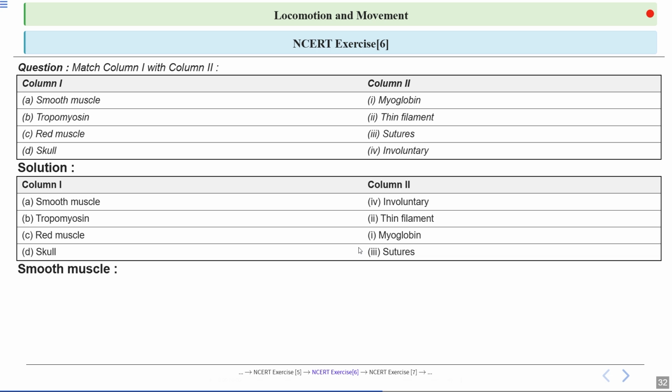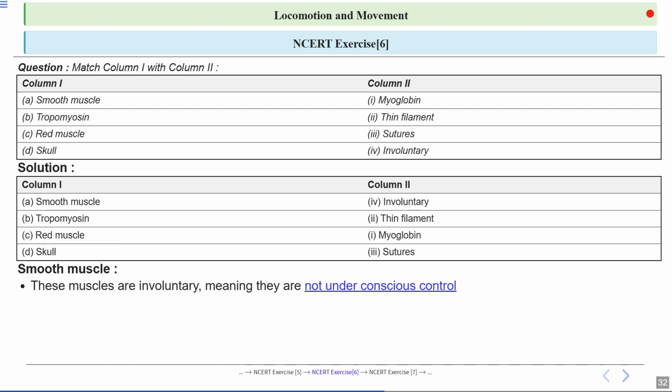So first, let's focus on smooth muscles. Smooth muscle is a type of muscle found in various parts of our body, like the walls of our digestive tract and blood vessels. Unlike skeletal muscle, we don't consciously control smooth muscle movements as they happen automatically. Now, these muscles are called involuntary because we can't decide when to use them.